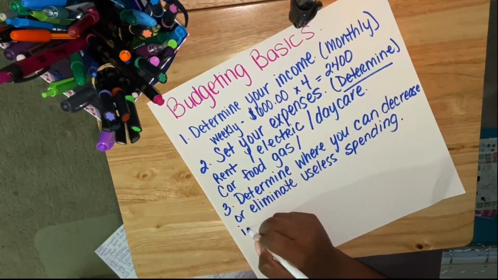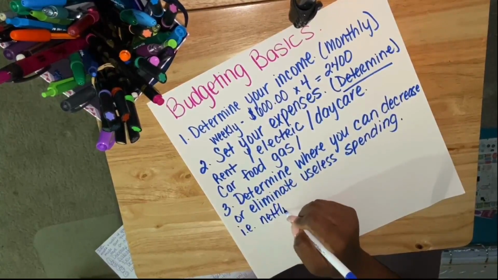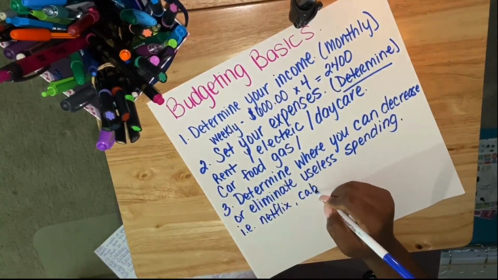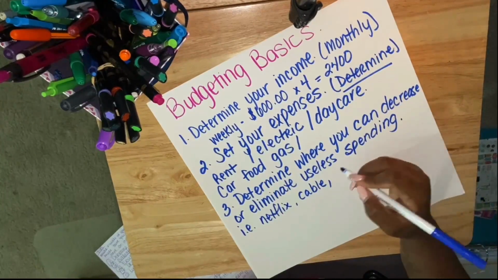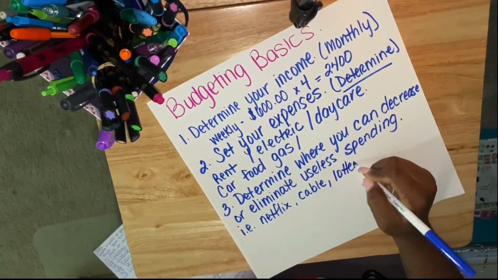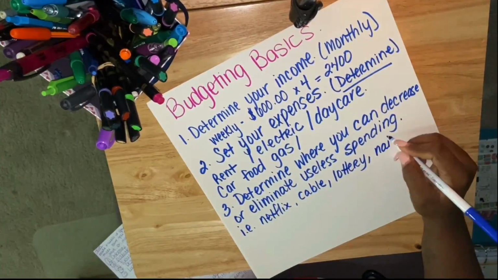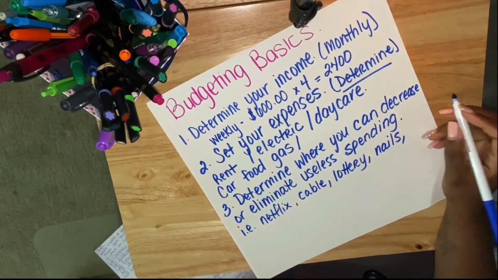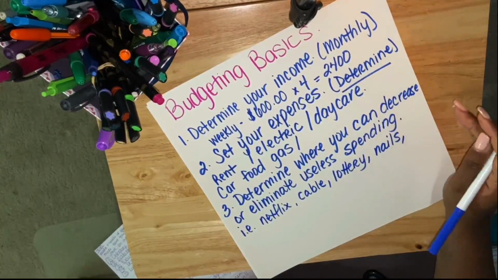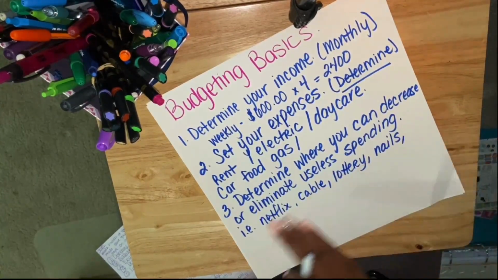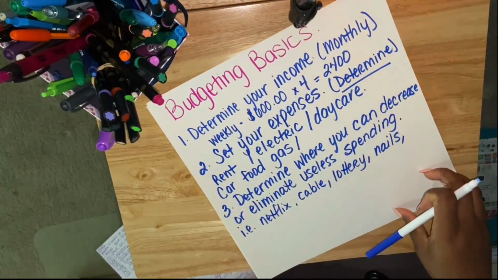So those things can include a lot of things, as if it could be Netflix, or it can be cable, or it can be lottery, or it can be nails. Anything that's not necessary for your well-being and for your four walls, you should determine how you can either decrease it or eliminate it.